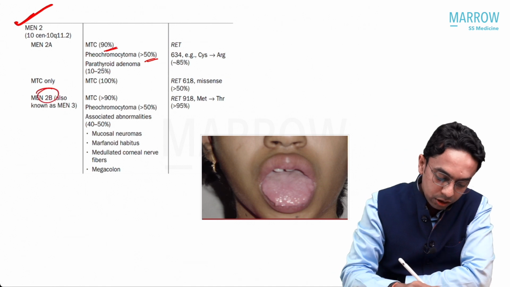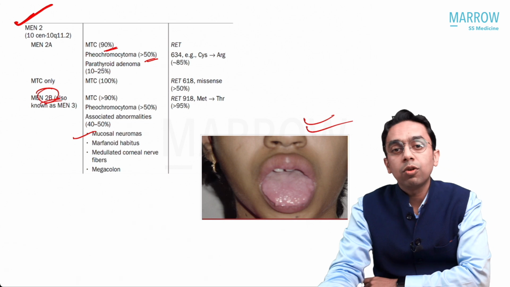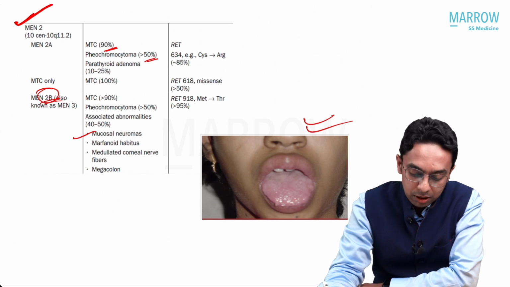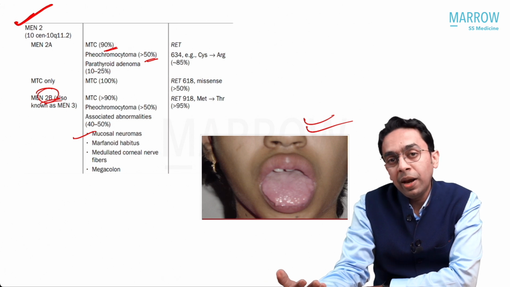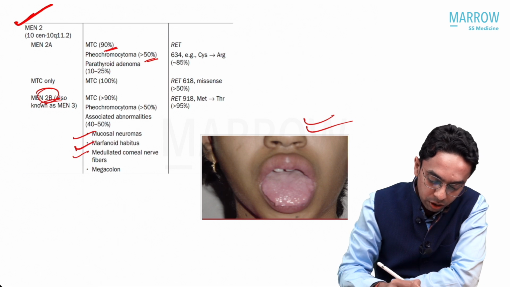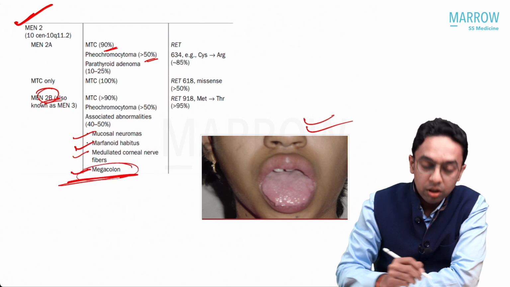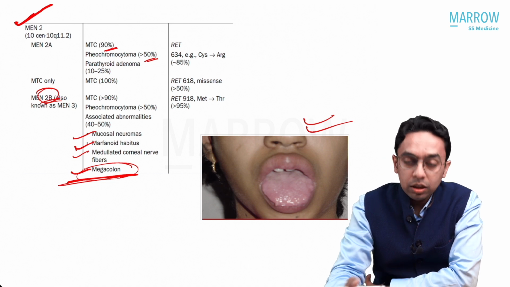Okay, they've asked a question about MEN 2B. They have mucosal neuromas. This photo I have taken from SGPGI. So here you can see that the patient has mucosal neuroma. This was a patient of MEN 2B. Okay, they have marfanoid habitus. They have medullated corneal nerves. They have megacolon, so they have this constipation. Now diarrhea would be the answer here, but other options we have to see.